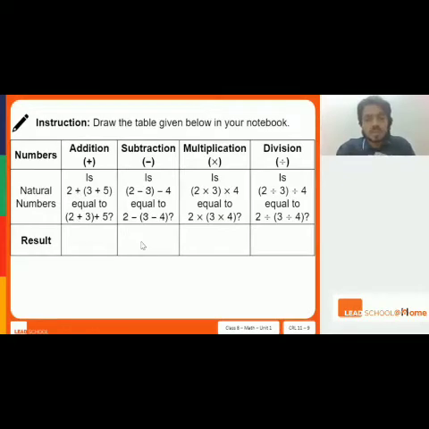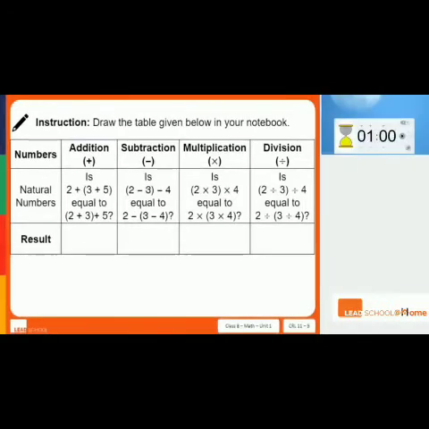So I will give you 1 minute. You have to draw this table in your notebook. Okay, I'm counting from 1 to 5. First, open your notebook. 1, 2, 3, 4 and 5. Now I am giving you 1 minute. Draw this table in your notebook. Your time starts now.